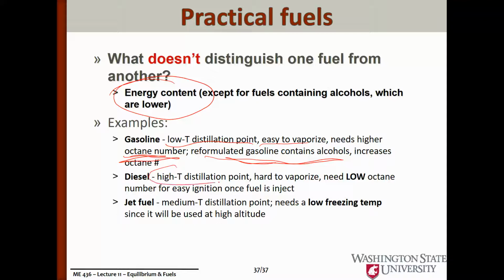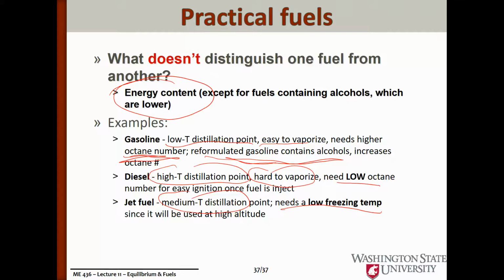Diesel, we want a high distillation point. We want it to be very stable. We don't want it to boil off out of our tank. So it's hard to vaporize, but we want a low octane number because we want it to burn really quickly once it's injected into our engine. Jet fuel, medium distillation point, needs a very low freezing temperature because they're up at high altitude where it's really cold.